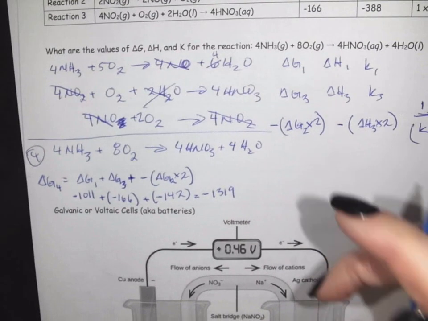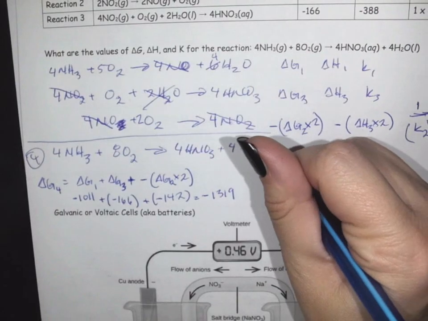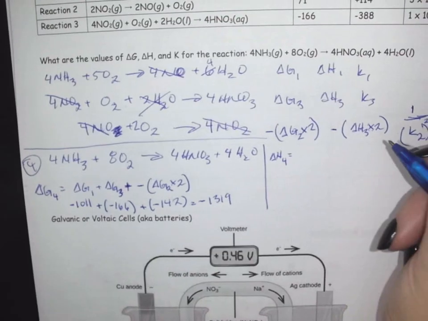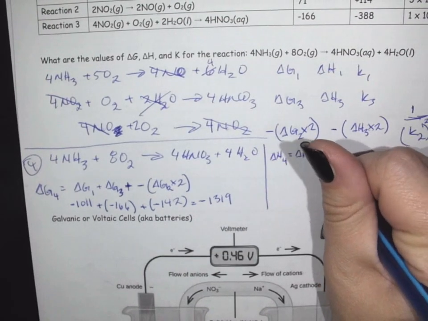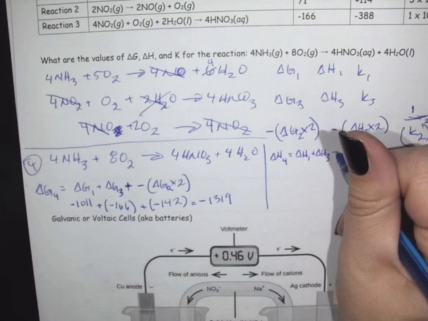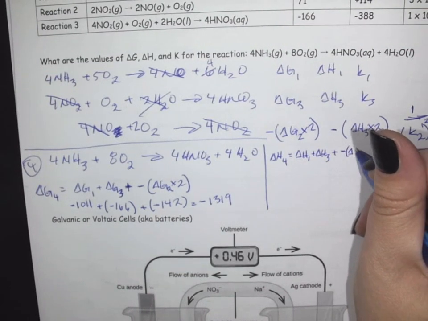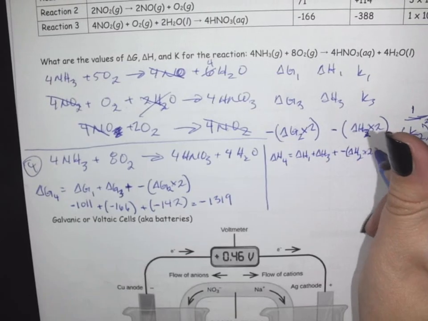Delta H, we're going to treat really similar. I don't even think I'm going to show a lot of the work on this. Delta H of 4 means that we're going to add together delta H1 plus delta H3 plus the negative of delta H2 that we multiplied by 2.